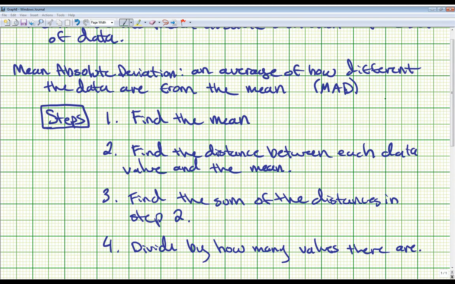Okay, so if you tried that, here's your answer. Your answer should be 4.25. So hopefully you got 4.25. If you didn't, I'd like you to try to rework that and try it one more time to see if you can get the mean absolute deviation. And that brings us to the end of chapter 9.